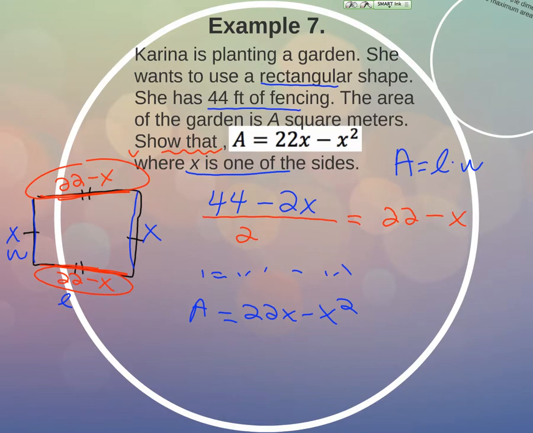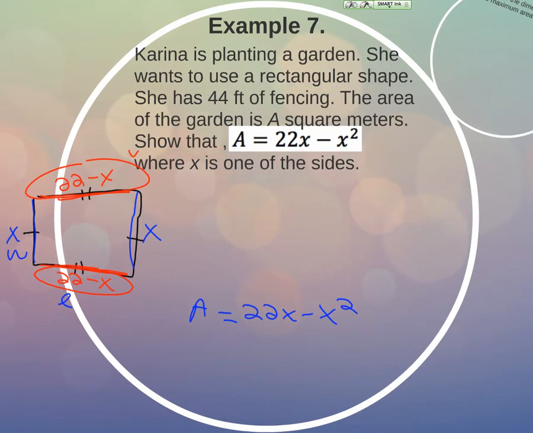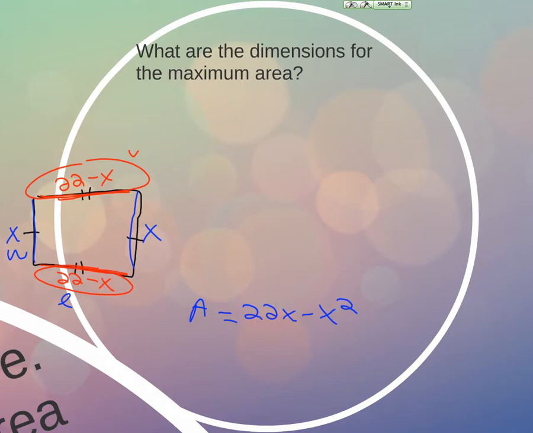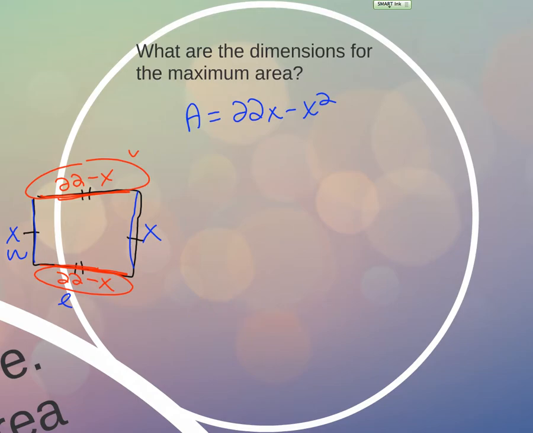Now, none of this had anything to do with product optimization, so that's what part 2 is. So it says, what are the dimensions for the maximum area? So my area formula was 22x minus x squared. Because there's a lot of different things. I could make x 8 and figure out like what those other sides were. But for this garden, we want this garden to be as big as possible. So that's where this optimization comes in.